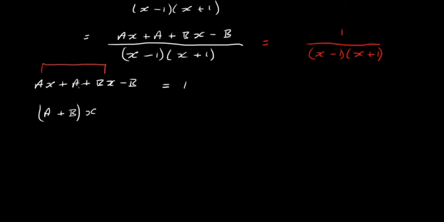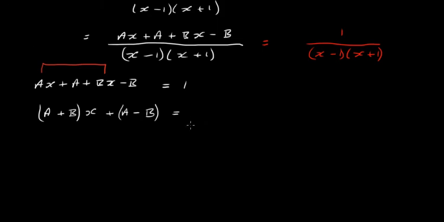Now what have I got left? I've got a plus b minus, and I want that to be equal to 1. If I look at the left hand side, I've got some number times x plus some number. This is just a number here with no x, if you like. On the right hand side here I've got a 1.